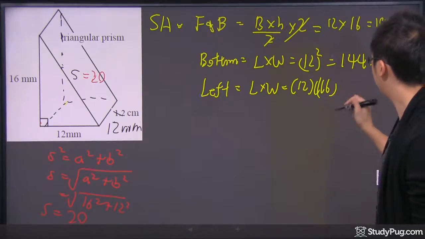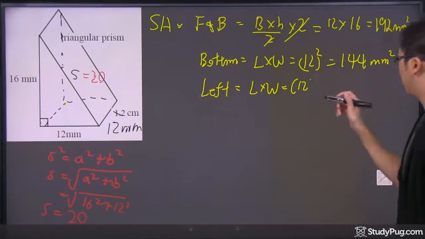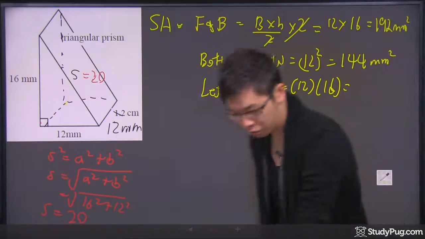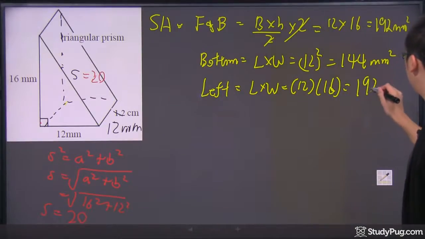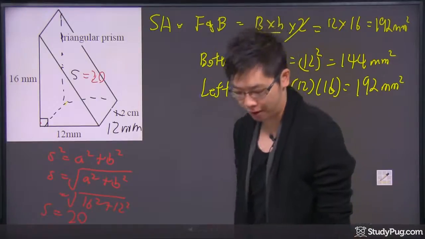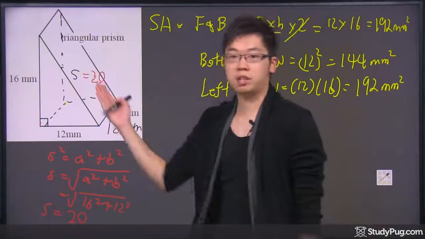A little messy here. Let me get a little erase right there. 12 times the 16, and my answer to that part right there would be 192. Okay, so 192 meter square. Okay? So coming down to the last side, it's a little bit more work because every side is a little different. So the slanted side right here.